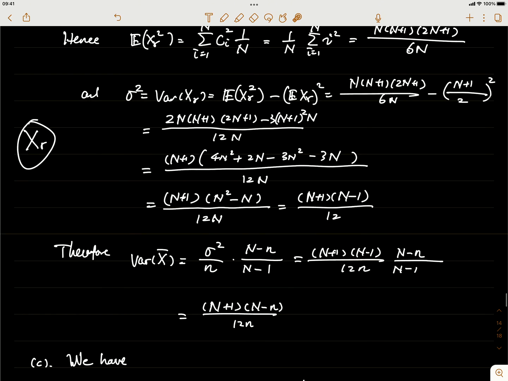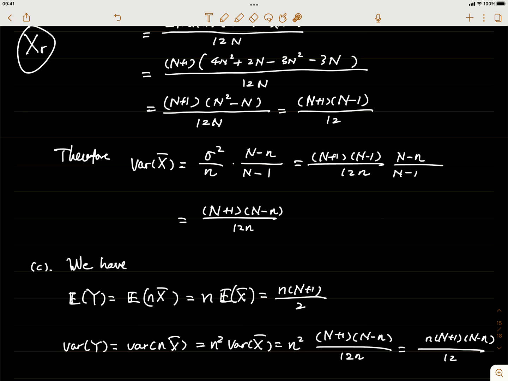Now, using the formula we learned in class, the variance of the sample mean is just this guy, where the sigma square is copied down. We just copy it down here, do some simplifications, and we get this guy. So that is the variance of the sample mean. And as I said earlier, part C is kind of trivial: just calculate the expectation and the variance of Y, which is simply a scaling of the X bar. So we just get the mean and variance for Y.